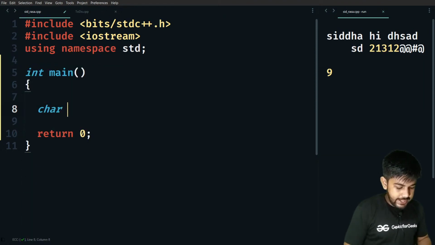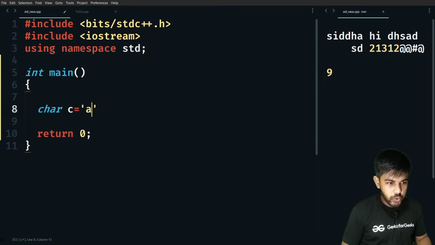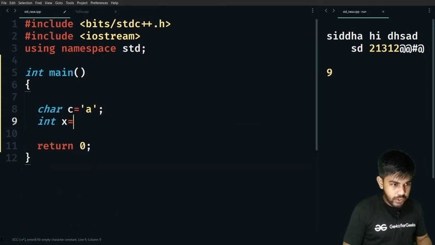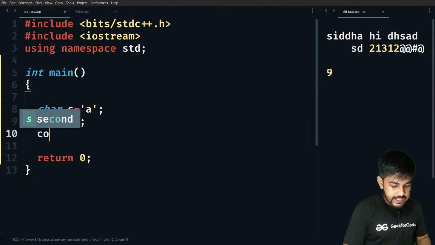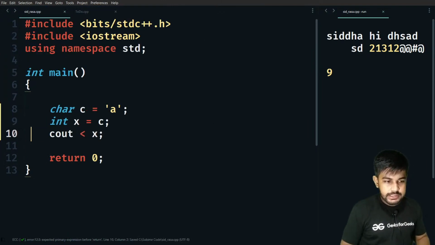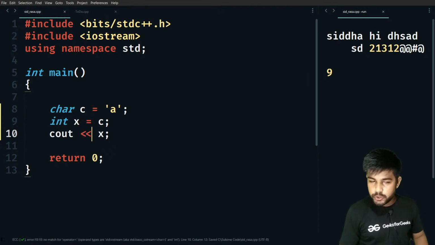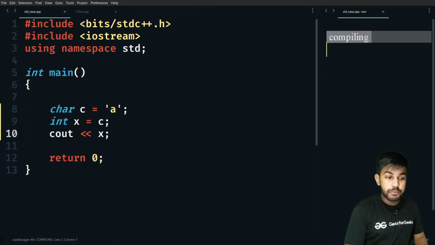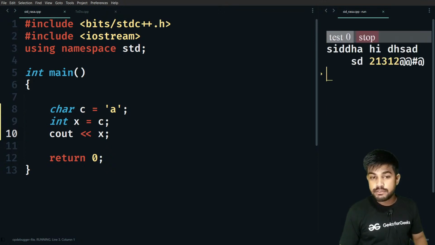First, we would write char c is equals to a. Then int x is equals to c, and then cout x. This is a very important trick that requires us. Okay, good to go. So now the value of a won't be a. It would be different. What is the value of a?